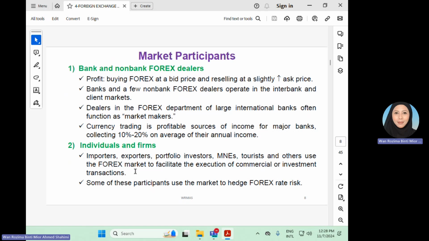Bank and non-bank forex dealers operate in the interbank and client markets. Remember that just now we learned about these 2 markets. Dealers in the forex departments of large international banks often function as market makers. What are market makers, or liquidity providers? What are market makers, guys? Anyone?